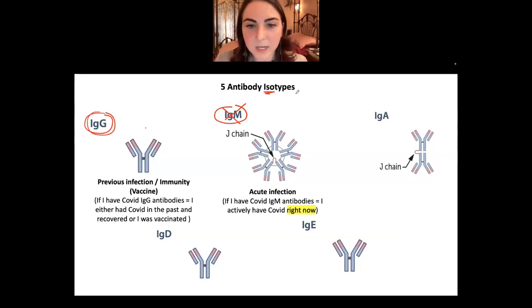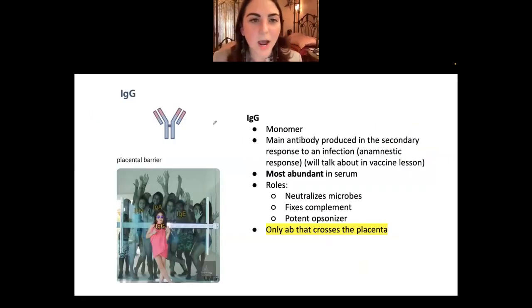And then we'll go into detail with the other guys as well. Okay, so here's IgG. IgG is a monomer. This is the main antibody produced in the secondary response to infection, which is also known as the anamnestic response. We're going to talk about that a lot in the vaccine session. But think of it as having protection or immunity to something. That's the role of IgG.